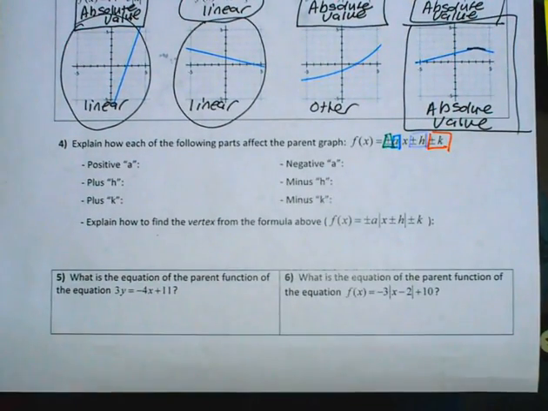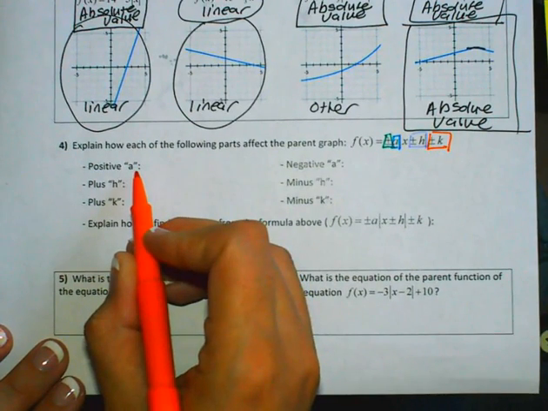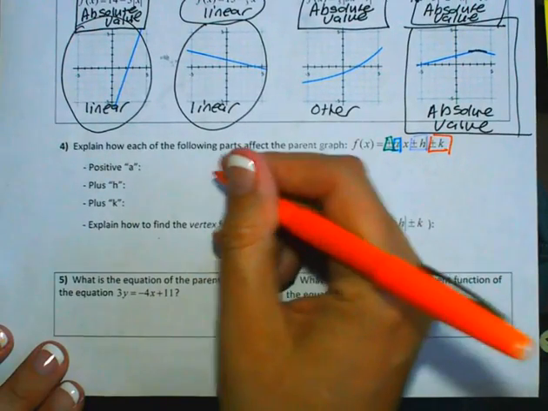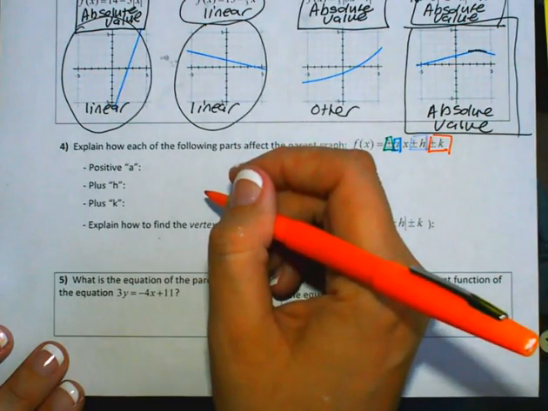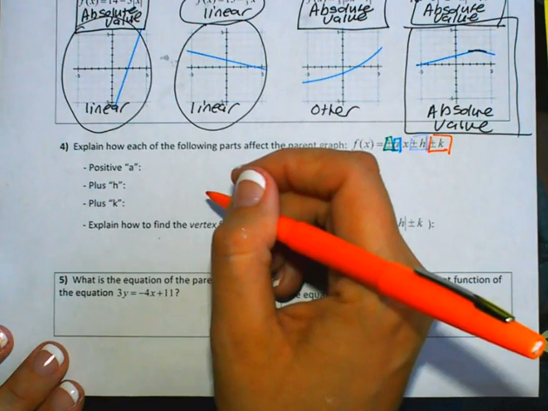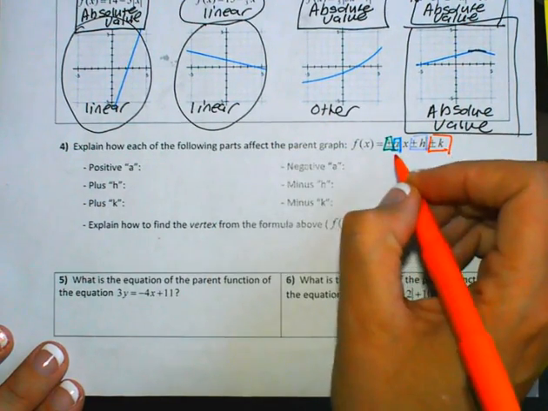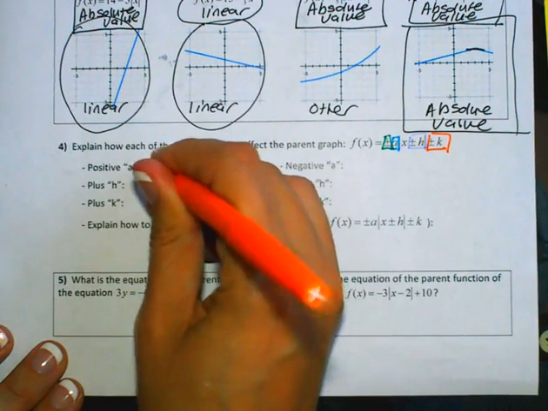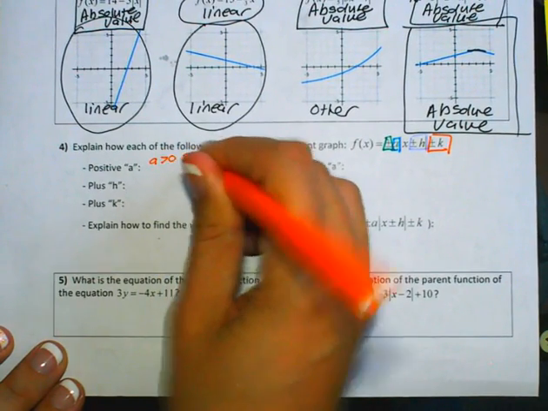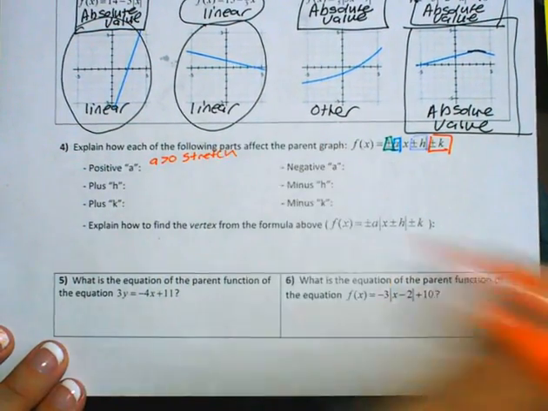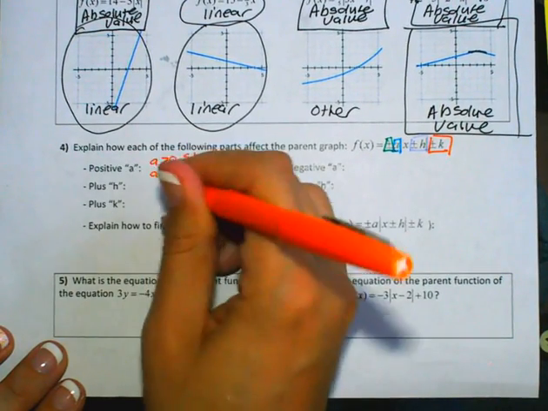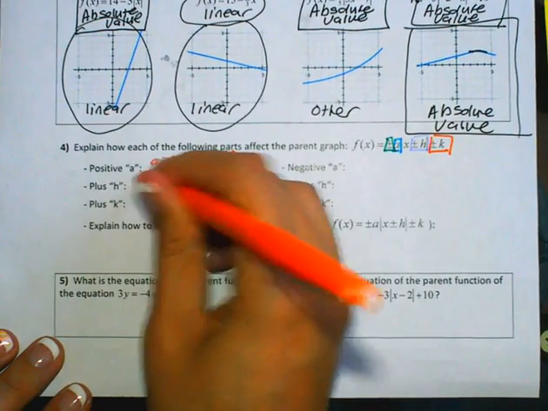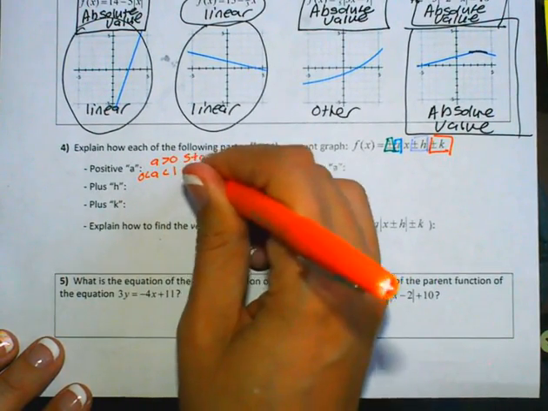All right, so let's take a look. It says positive A, okay? Positive A means that there will be a stretch or compression. Positive A, so it will be a stretch. So if A is greater than 1, you have a stretch. If A is between 0 and 1, then you have a compression.